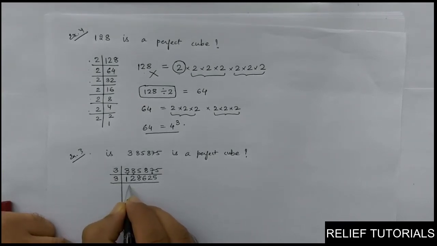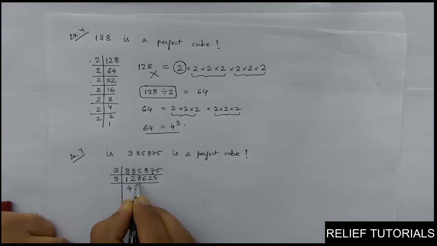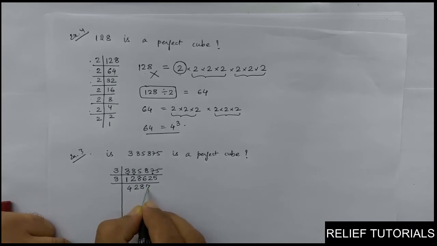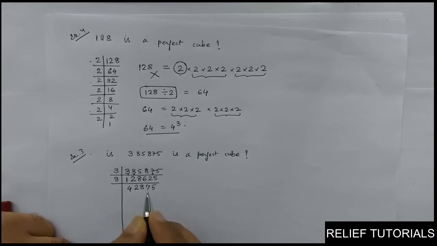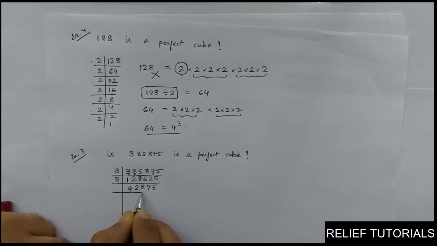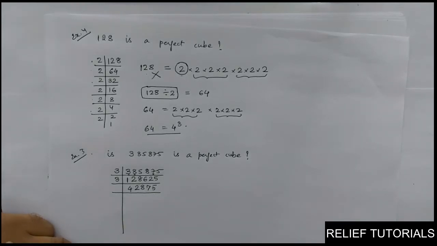So 3 4s are 12. 3 2s are 6. 2 left, 2 6. So 3 8s are 24. 2 2. So 3 7s are 21. 1 5 means 3 5s are 15. Now let us check whether this number is divisible by 3 or not. 7 plus 5, 12 plus 8, 20 plus 2, 22 plus 4, 26. 26 is not divisible by 3. So this number is not divisible by 3.